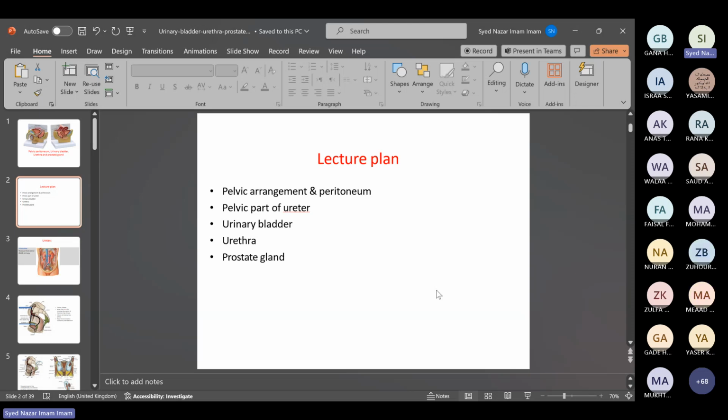It goes from the anterior abdominal wall inside the pelvis, and then it covers the structures inside the pelvis, and then comes out from the posterior abdominal wall. So how does the peritoneum reflect over the different structures?